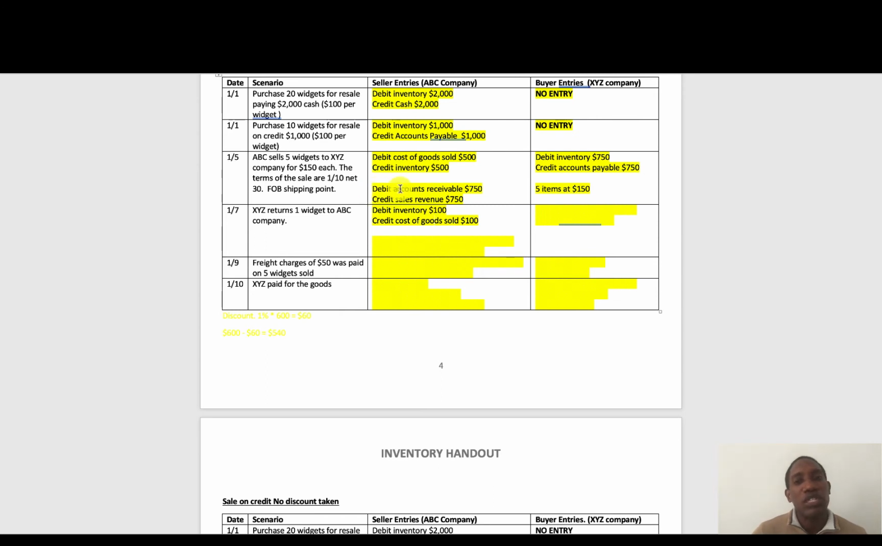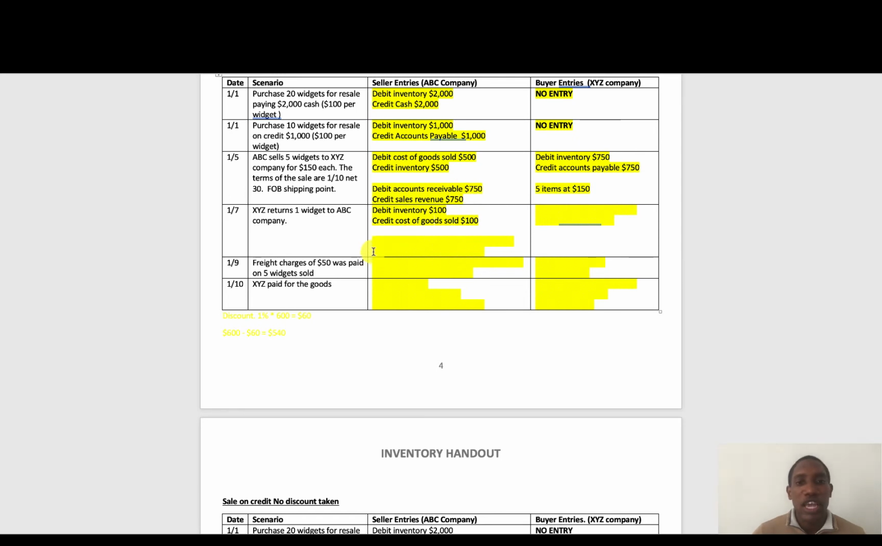When we sold this, we debited accounts receivable and we credited sales revenue, right? So we just basically need to do the opposite of this entry. That's what we did up here. We did the opposite of this entry, but not for 750, because 750 represents 5 widgets. We only had 1 widget returned, so we need to do the opposite of this entry for one widget. So we debited accounts receivable here for $750.